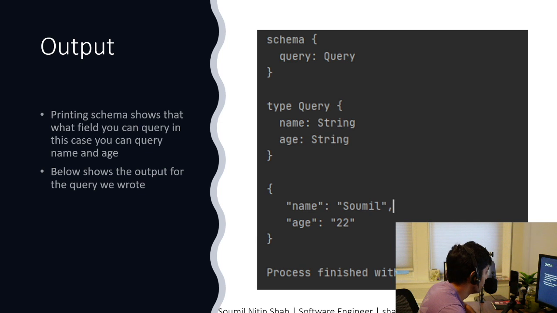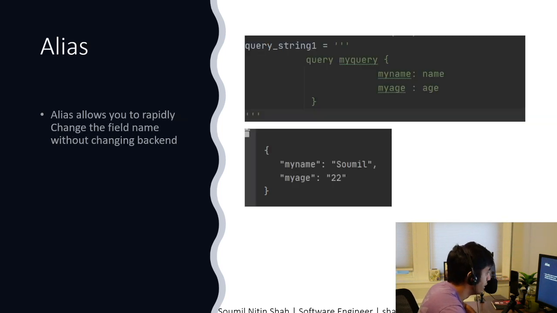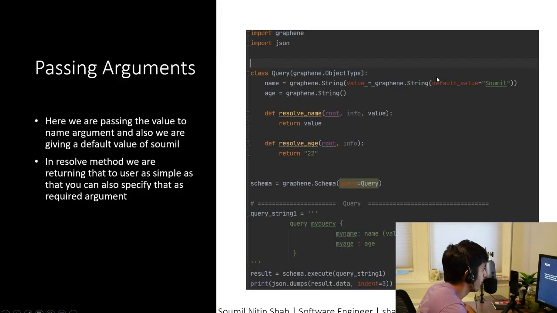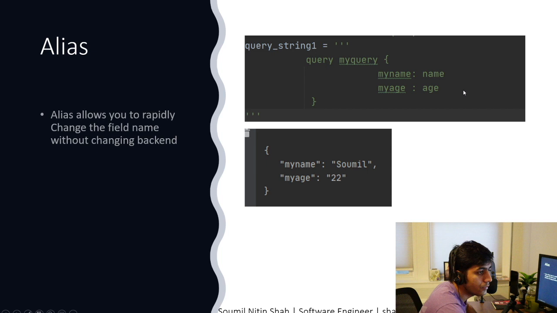Printing the schema shows what fields you can query. In this case, you can query name and age. Below shows the output for the query we wrote. I just showed you that. This is how you would write a query, and this is also how you write aliases. So if you want to rename the field, you say the name that you want, colon, and then the actual field name. Does that make sense so far?